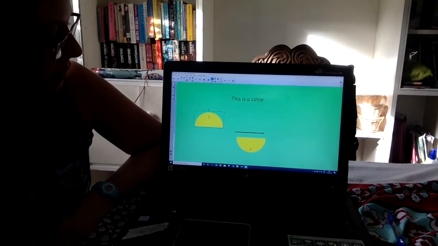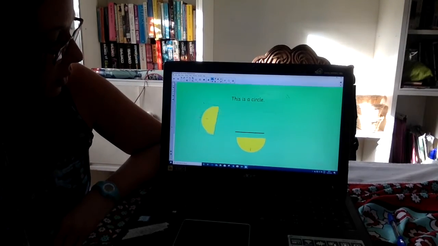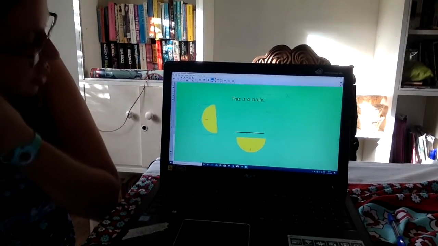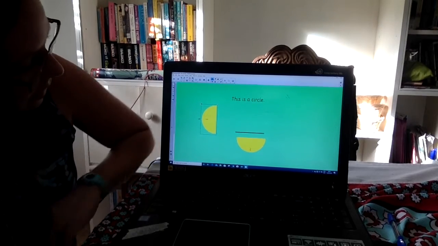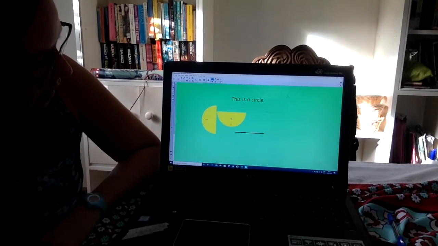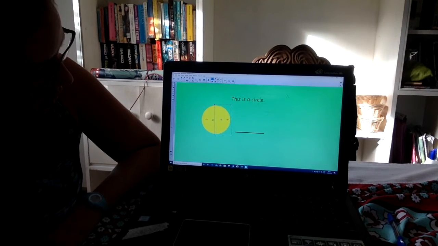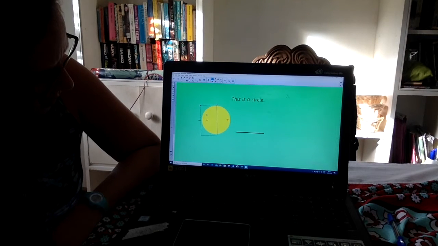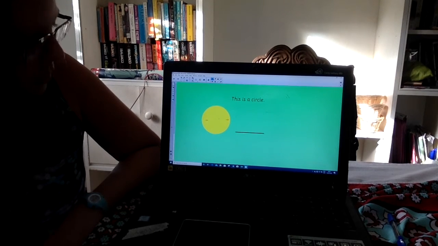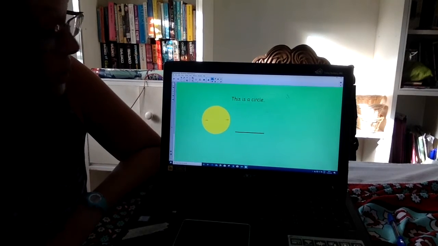Now, circles are fun because they're round. So if I rotate my circle, let's see if I can do this exactly, and this half, I still have a full circle. Much easier on the smartboard at school. Two halves make a whole circle.